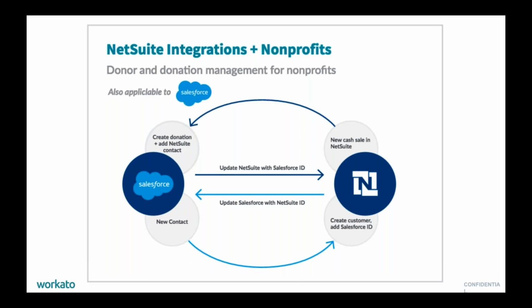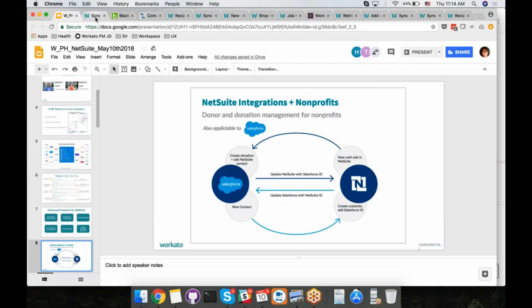For the first use case, we see a lot of integrations on Workato in the non-profit vertical. A lot of the time, the records being synced are constituents, donors, donations, and grants, and the frequent applications we see connected are Salesforce and NetSuite, sometimes Blackbaud applications like RE NXT. So let me jump into an integration that does exactly that.